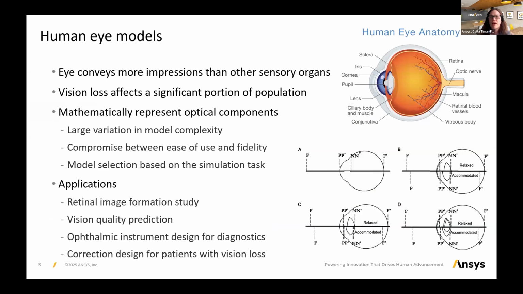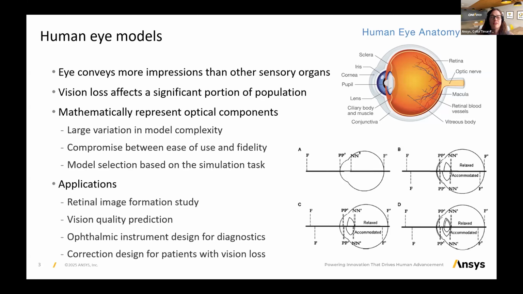So the human eye is our most important sensory organ. It conveys more impressions than any other sensors. And also there's a significant portion of the population which suffers from different types of vision loss. This means that there's a huge demand for better understanding of the physiology and also the anatomy of the human eye. And one way to gain that better understanding is through numerical simulations.